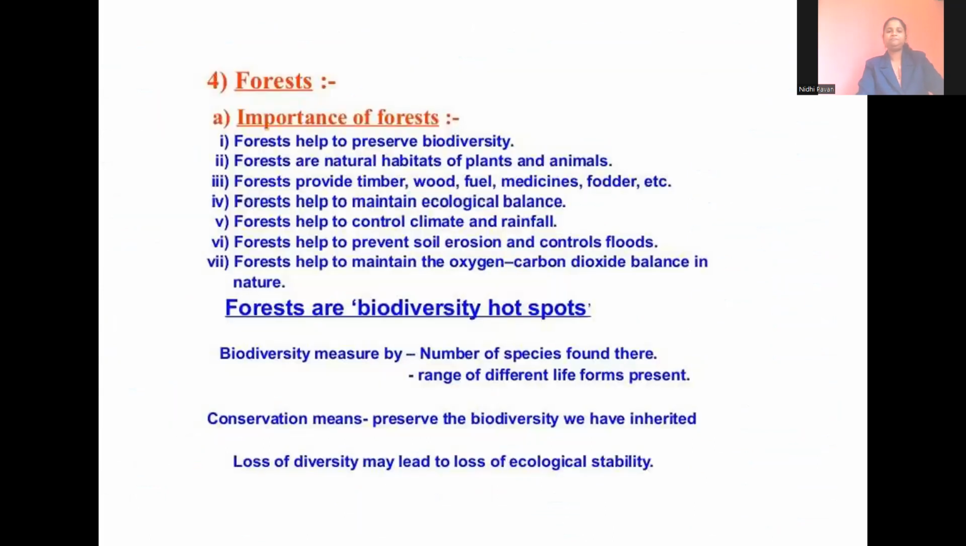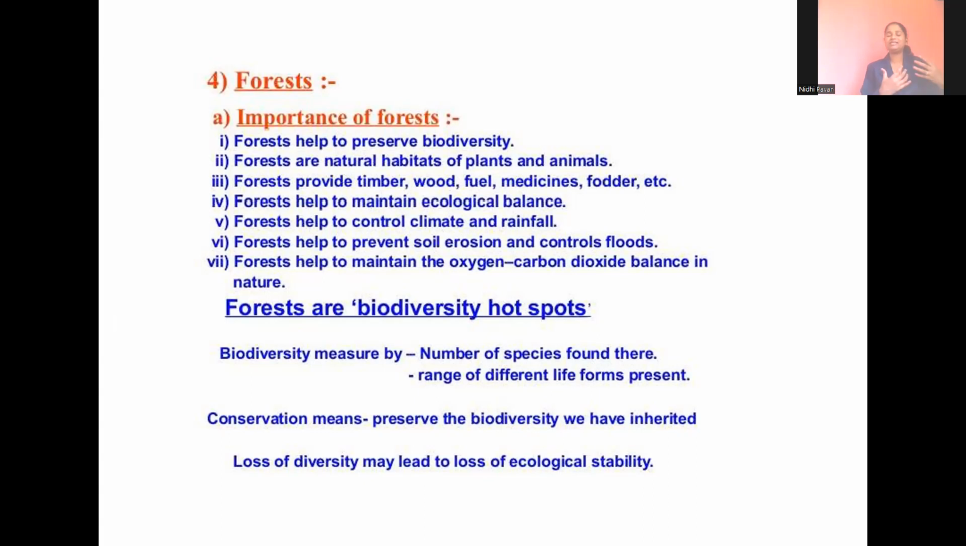Next, we are learning about certain sources which are very important for us to sustain our life. The first one is forest, guys. What do you mean by forest? It is a very large area consisting of many kinds of trees, a variety of trees, and rich in biodiversity. Why is it rich in biodiversity? Because the variety of trees provides food and shelter for many animals.